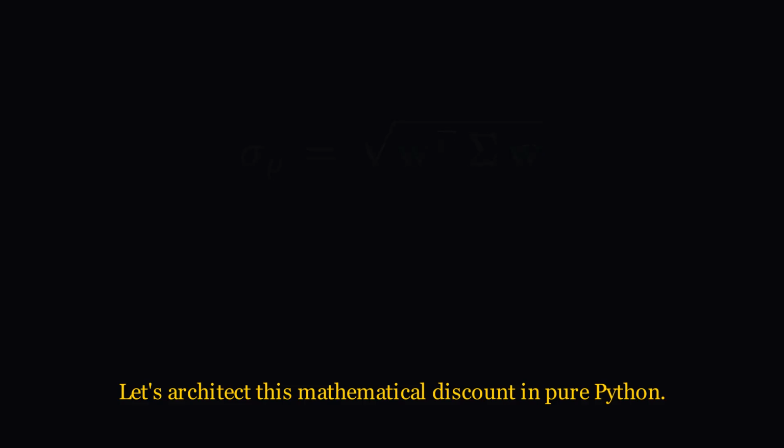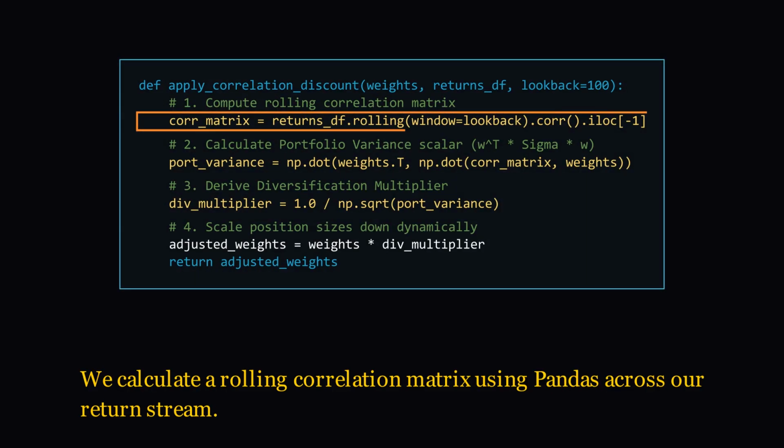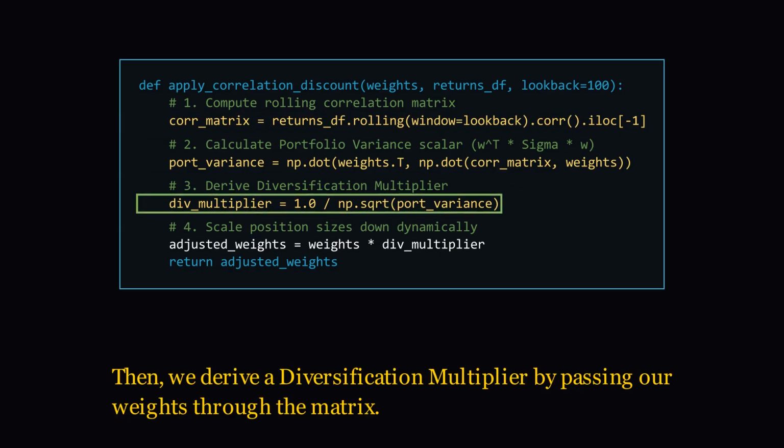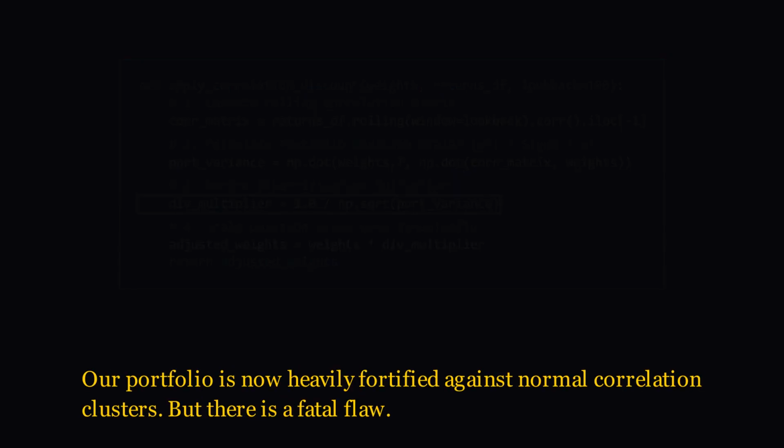Let's architect this mathematical discount in pure Python. We calculate a rolling correlation matrix using pandas across our return stream. Then, we derive a diversification multiplier by passing our weights through the matrix. Our portfolio is now heavily fortified against normal correlation clusters.